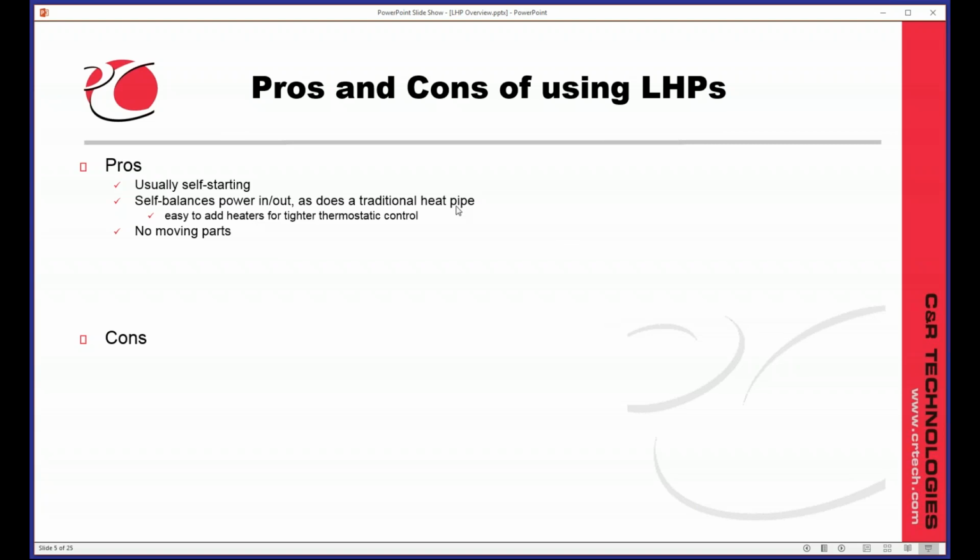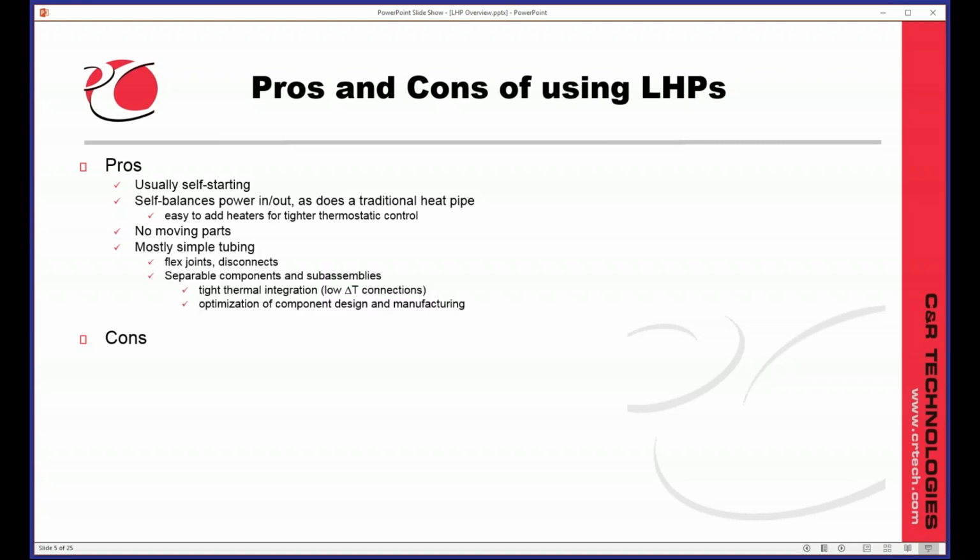It balances power in and out, so if you have 100 watts going in, 100 watts will come out, which is, I guess, an energetic way of saying that it's working, because if 100 watts went in and nothing came out, it's not working. It's also easy to add heaters for tighter thermostatic control, so it isn't just floating in set point, you're actually regulating the set point it's operating at. And of course, probably the number one reason LHPs are popular is that they have no moving parts. Add heat here, it comes out over there at a fairly good distance and a fairly good rate.